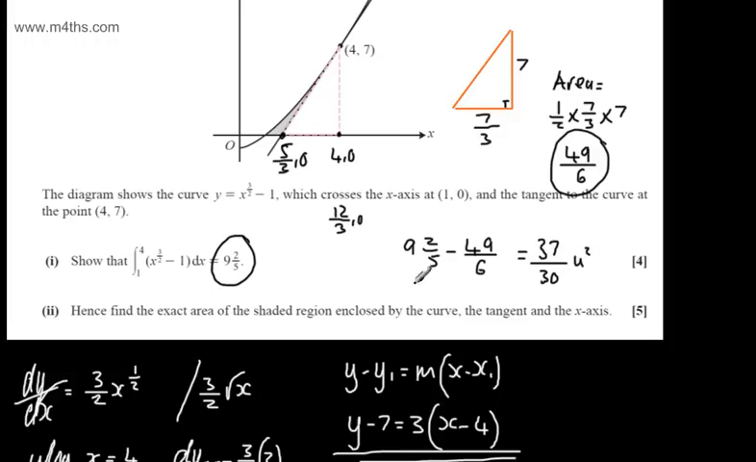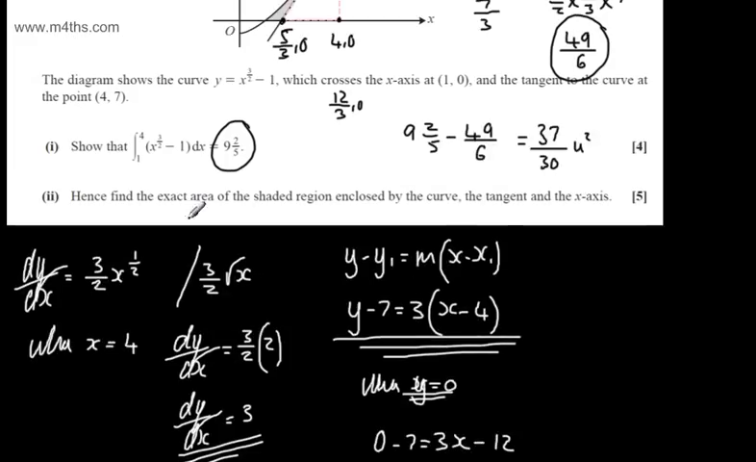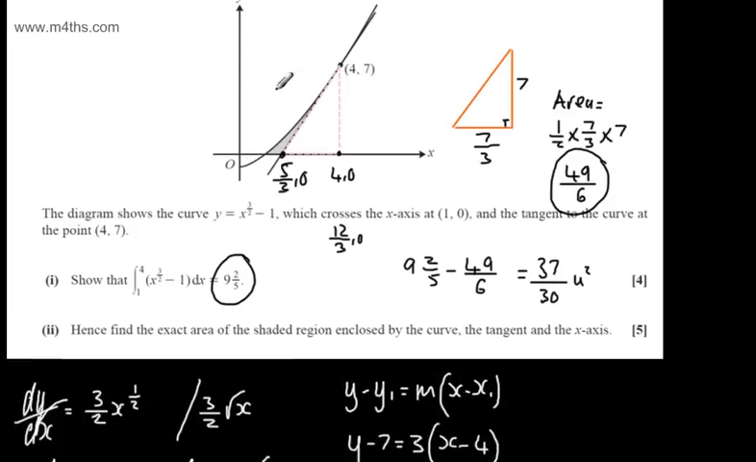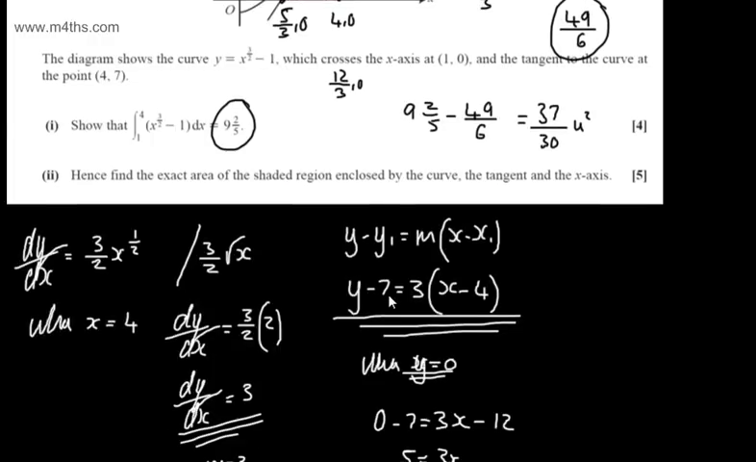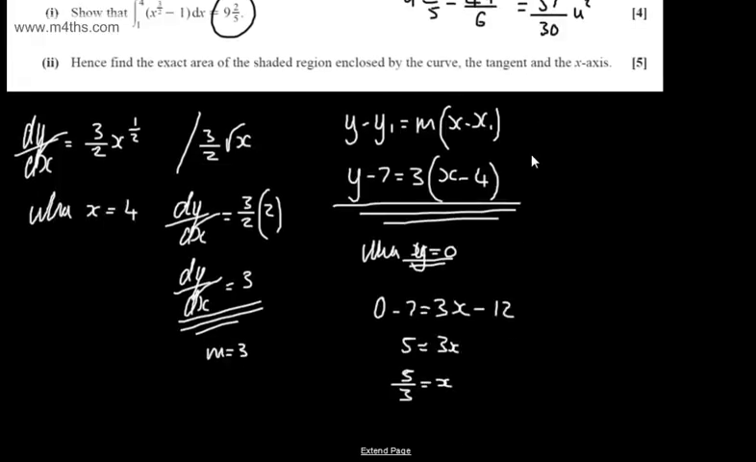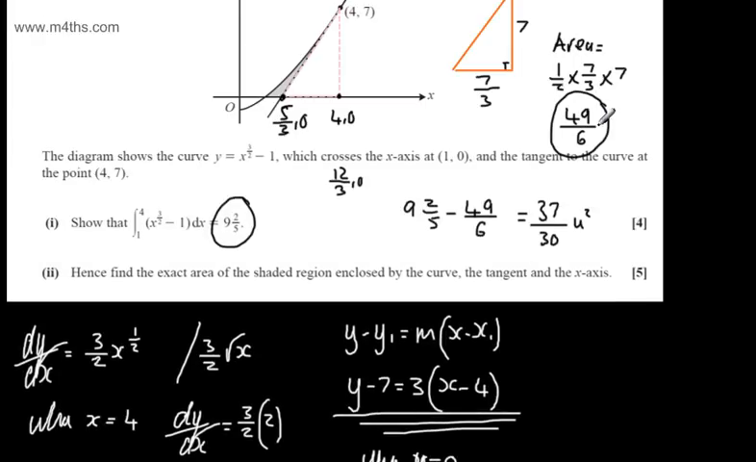So the way in which I've done this is to simply integrate, find the value which we've shown, then find the area of this triangle by considering the gradient of the tangent, continuing the tangent down to the x-axis, getting a value, finding the area of the triangle, and subtracting it away from the integral that we found before. In the exam, keep your workings nice and tidy. I've been a bit all over the place with that, but hopefully it shows that the answer now should be the 9 2/5 minus 49/6 is 37 over 30 units squared.